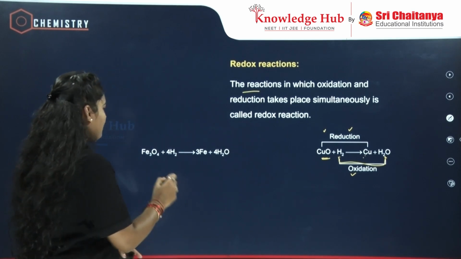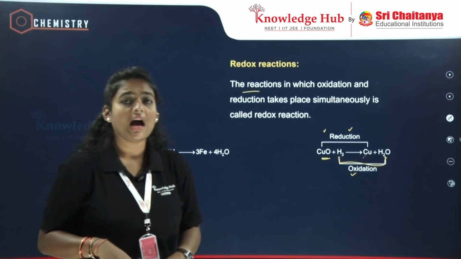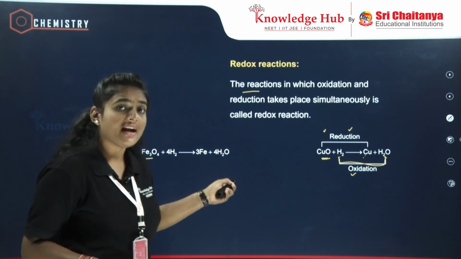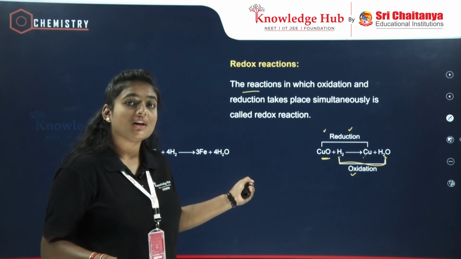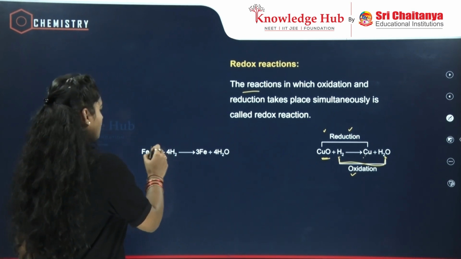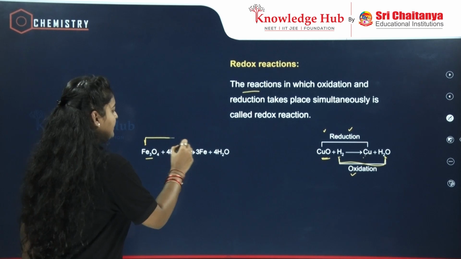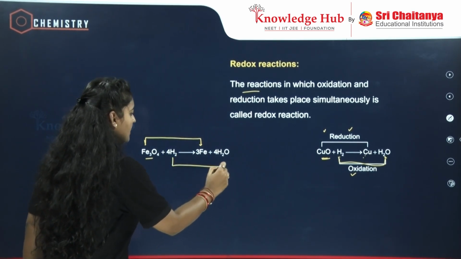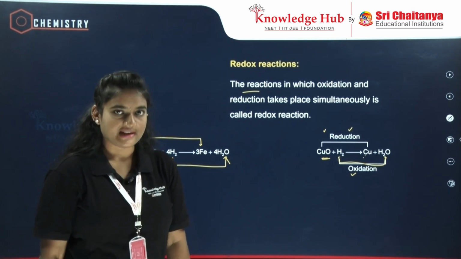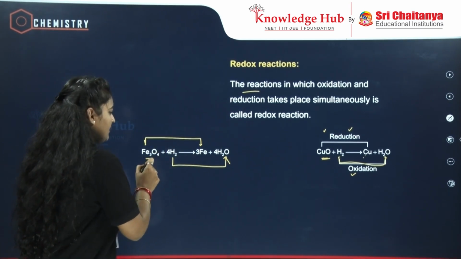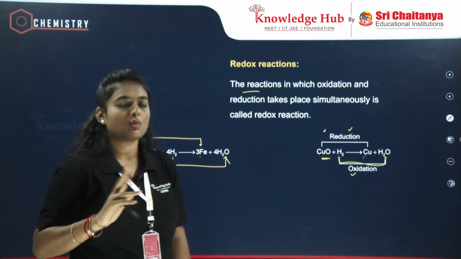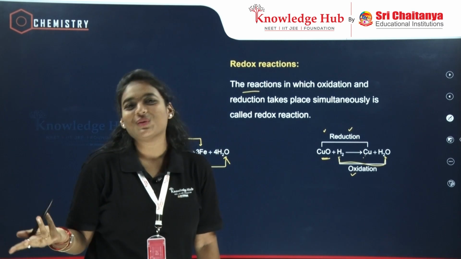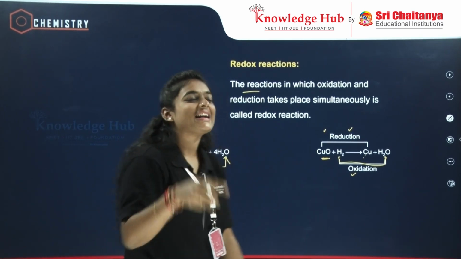Now let's see one more example. This is your iron oxide and I have my hydrogen. So iron oxide and hydrogen are reacting to form iron and water. So observe here. Fe3O4 is forming Fe, right? H2 is forming H2O, correct? What happened here? Fe3O4, Fe. What's the difference? There is no oxygen. No oxygen means removal of oxygen. What is removal of oxygen? Yes, it is reduction.